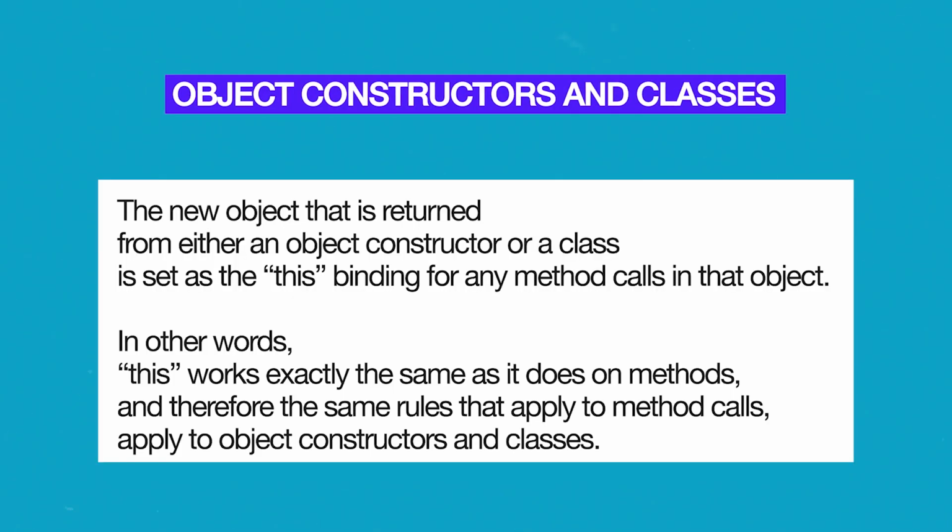The new object that is returned from either an object constructor or a class is set as the this binding for any method calls in that object. To make things easier, just remember that the same rule that applies to the this keyword and methods apply to object constructors and classes that return objects with methods.